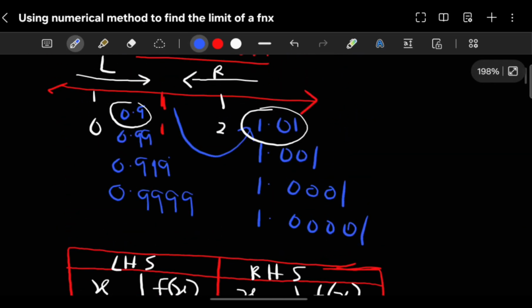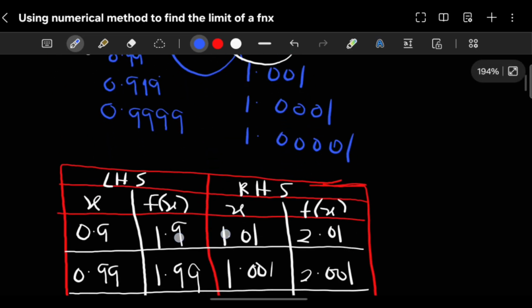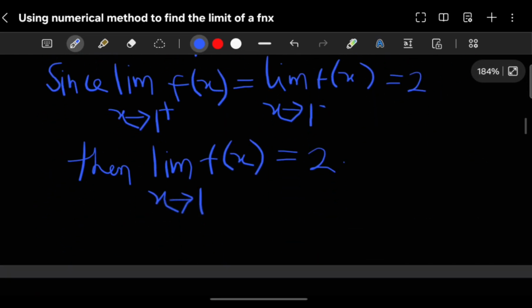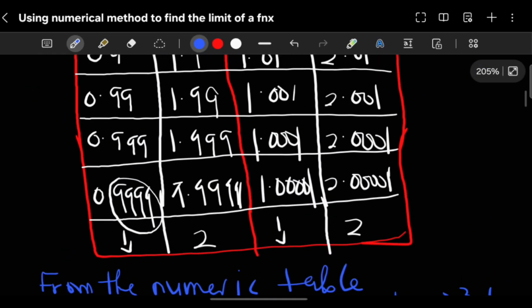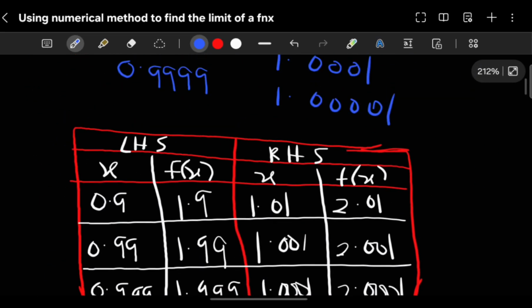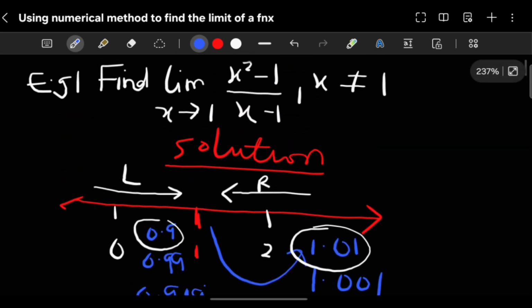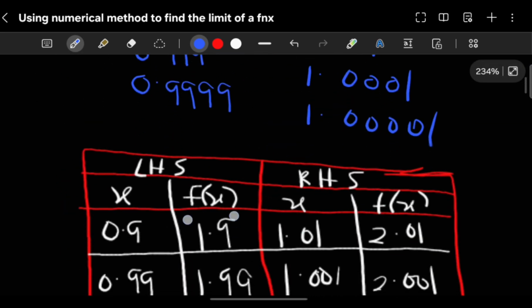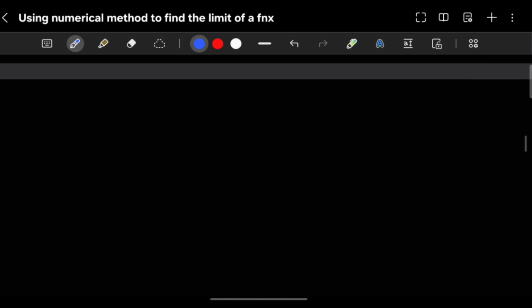So whenever you are being asked in your examination to find the limit of a function using the numeric table, this is what is required of you to do, right? And again, this method of solving the limit of a function can be used to solve every limit question. So let's continue to solve another question, then we will close for today.